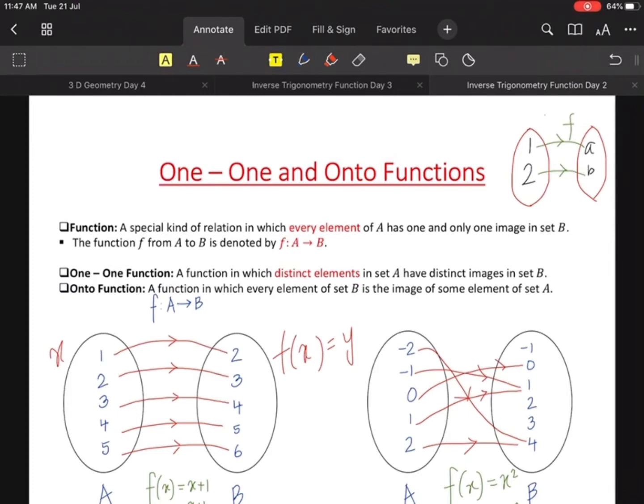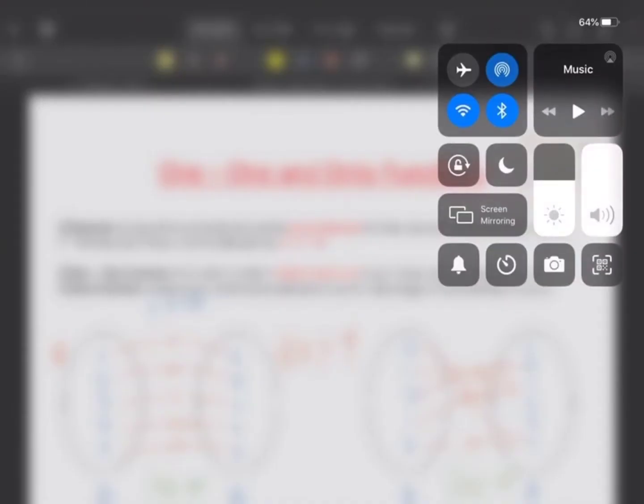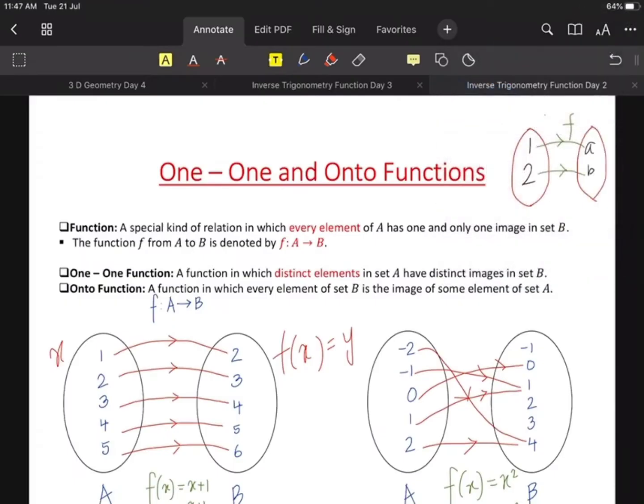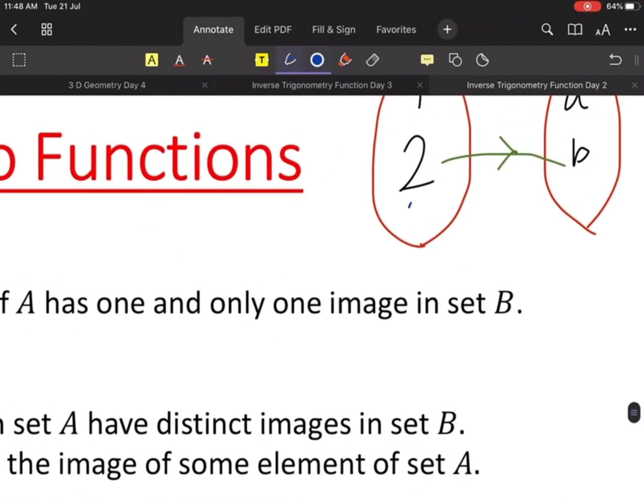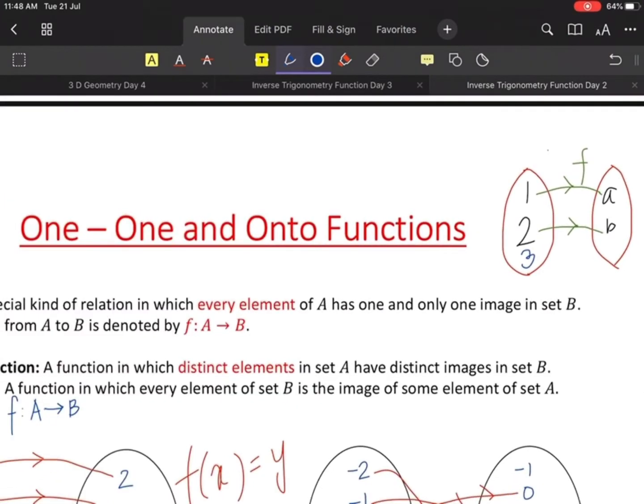Now what I see here is that every element of A has one and only one image. So I can say that particular relation is a function. Understood? Clear? So a function is a relation in which every element of A has one and only one image in set B. Now a function is denoted by f colon A to B. Now suppose I have an element 3 in there, will it remain a function? No. Why not? Because all the elements of set A need to have one and only one image to be a function, but here 3 does not have an image.